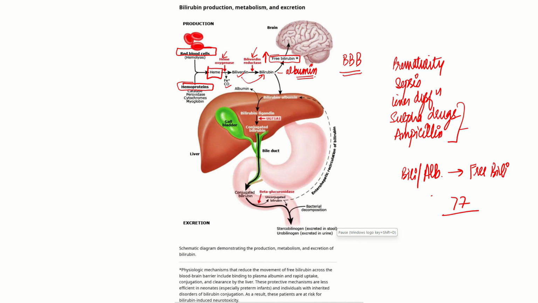Coming back to the metabolism, bilirubin which is bound to albumin enters into the liver and is ultimately conjugated using UGT1A1. This conjugated bilirubin gets excreted into the intestine via bile. Now, if there are enough good bacteria, this conjugated bilirubin will undergo bacterial decomposition and be excreted via stools as stercobilinogen and via urine as urobilinogen.